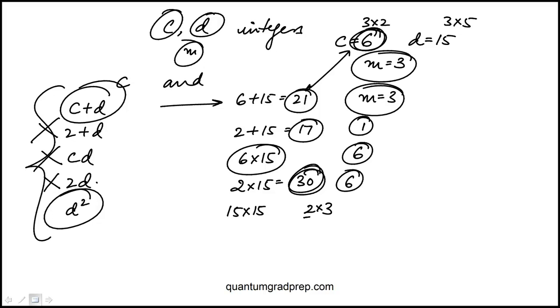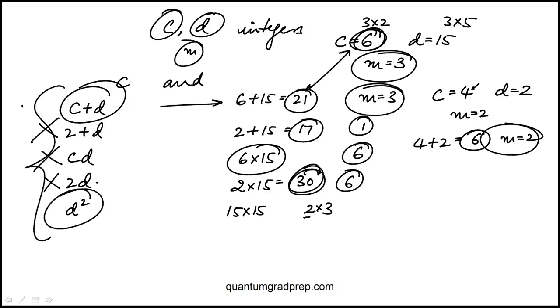I'm going to have to use another example. If c is 4, d is 2, the greatest common factor, m, is 2. And then I look at the first example, 4 plus 2 is 6. Greatest common factor between c plus d, 6 and 4, is still 2, so m is 2. So that one's still in contention.